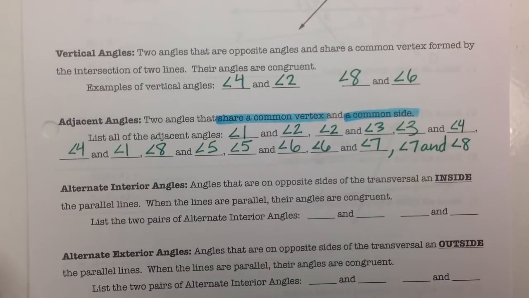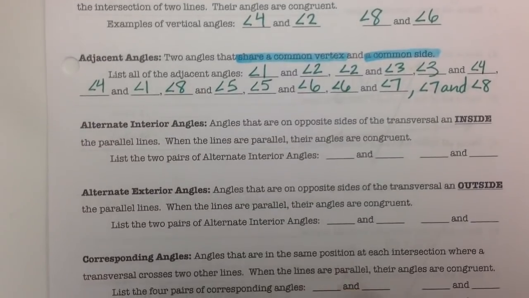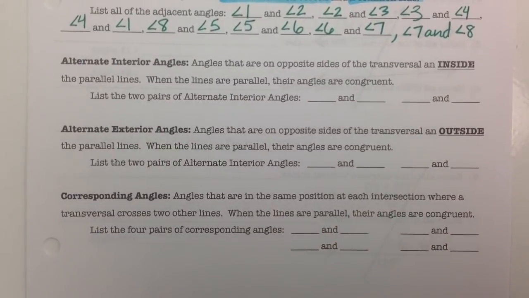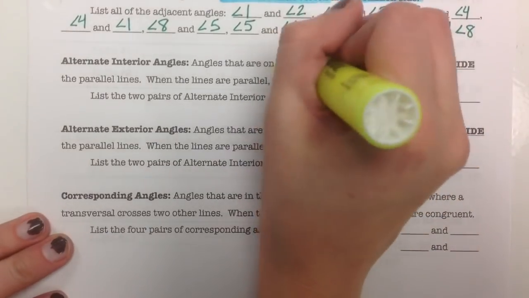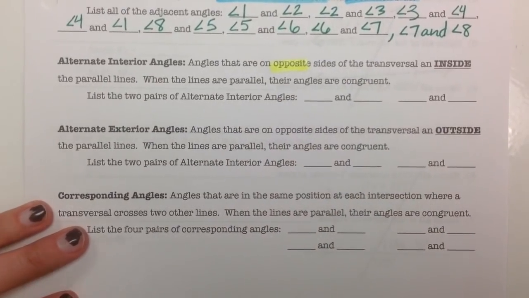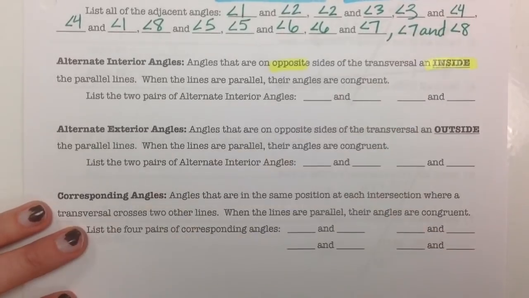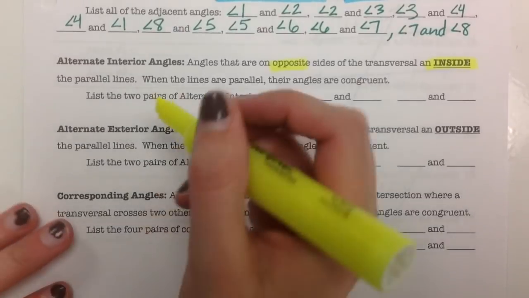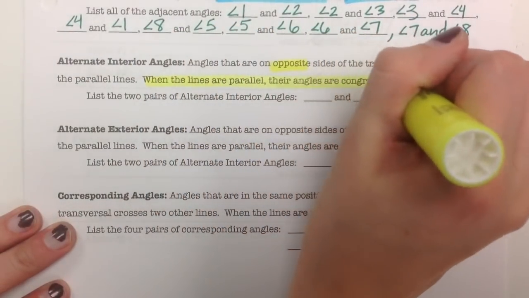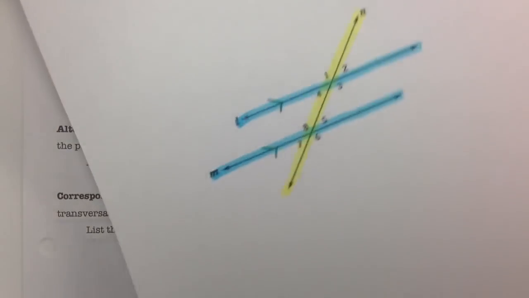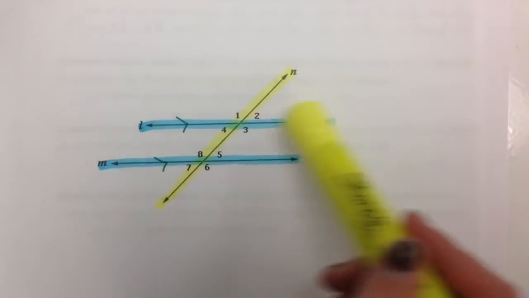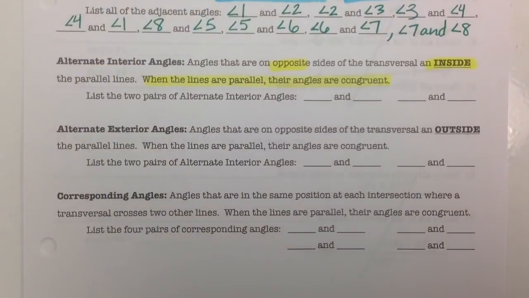Alternate interior angles are angles that are on opposite sides of the transversal, so that's key. Opposite sides of the transversal, and are inside the parallel lines, interior, inside. This is when the lines are parallel, their angles are congruent. So obviously, again, we can have transversals that cut through lines that aren't parallel. But if you have a transversal that's cutting through parallel lines, alternate interior angles are congruent to each other.